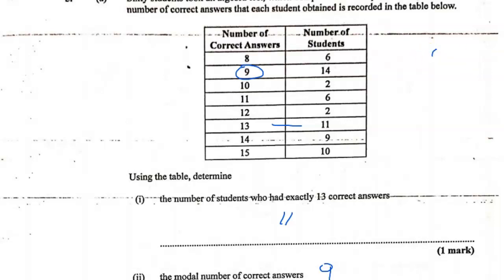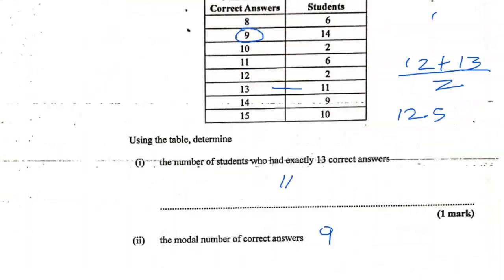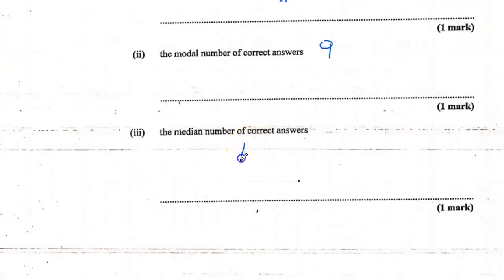Now let's remind ourselves where the 30th is. 6 and 14, that's 20, 22, 28, and 2, 30. So the 30th is actually 12 correct answers, and the 31st would be 13 correct answers. So the two middle numbers will be 12 and 13. Divide the sum by 2, and it will be 12.5. So the median number of correct answers would be 12.5.